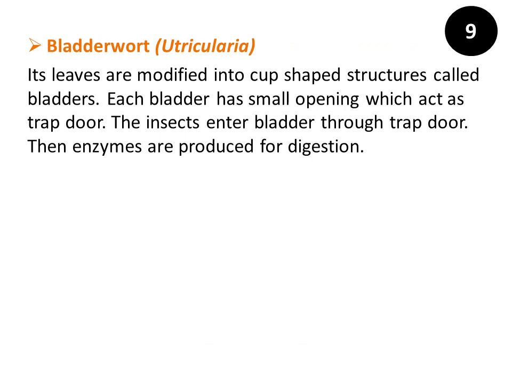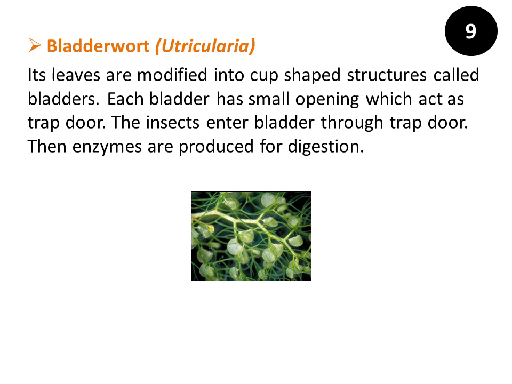Students, the last example which I am going to teach you is the bladderwort. Now in this picture you can see that its leaves are modified into cup-like structures which are known as bladders. Each bladder has a small opening which acts as a trapdoor. The insects enter the bladder through this trapdoor, and then the enzymes are produced here for digestion.